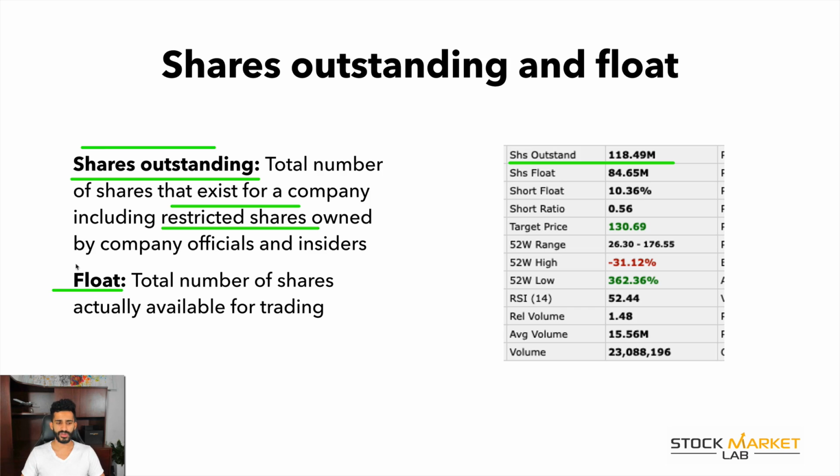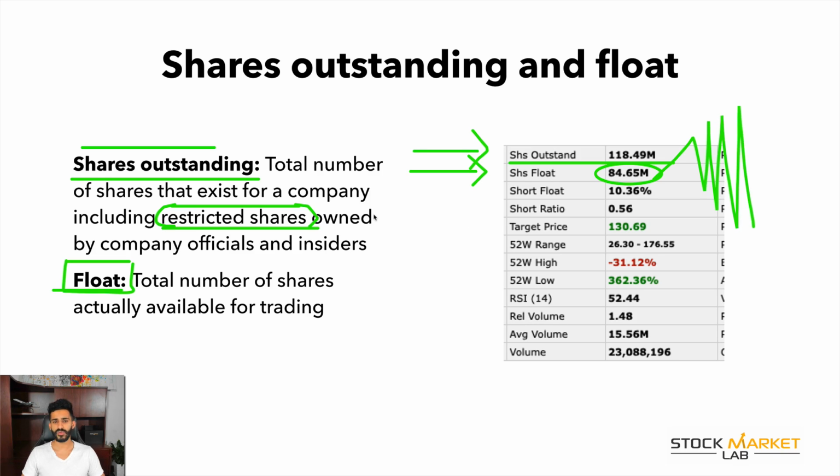Now, what is the float? The float is the total number of shares actually available for trading. Now, remember, if shares are restricted, those restricted shares are not allowed to be traded, which is why the float represents the total number of shares that we can actually trade. So if you take a look here, shares outstanding, 118 million. Shares float is 84 million. What this means is this is how many shares are out in the marketplace to actually trade.